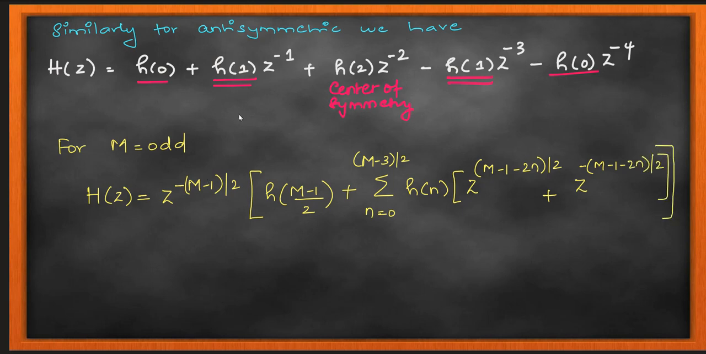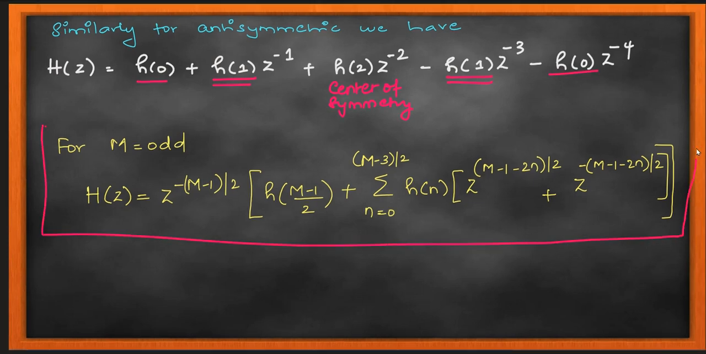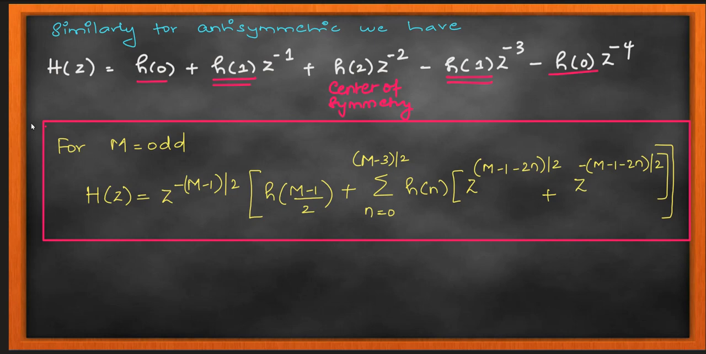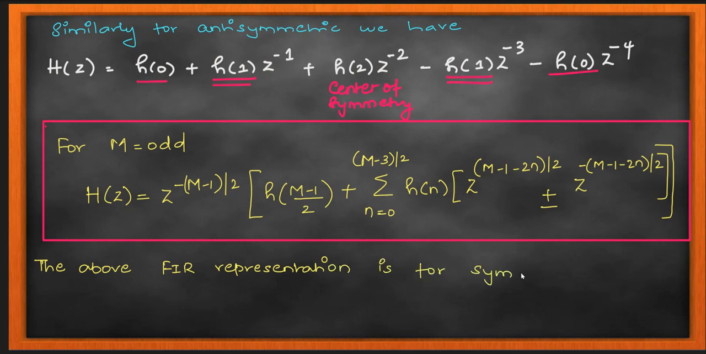And here I'm covering two types, right? I'm covering my symmetric m equal to odd and my anti-symmetric m equal to odd. For my anti-symmetric, only the middle term should be minus instead of plus, so I can just put that plus or minus there. And now this is my type 1 and type 3 FIR representation, and it is not still the frequency response or the magnitude response. So we are going to see that next.